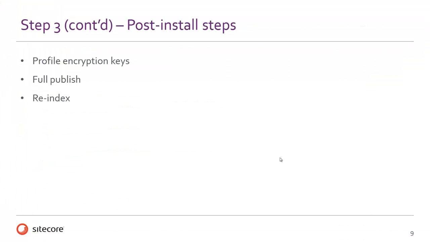So after you do those web config changes, there are a few post-install steps. The first is around profile encryption keys. We need to set those correctly in the registry as well as in our web config reference to that registry. And then you do a full republish, and you also do a reindex. But first things first, we're going to fix a bit of a permissions issue that came from app pool configuration that we need to address.